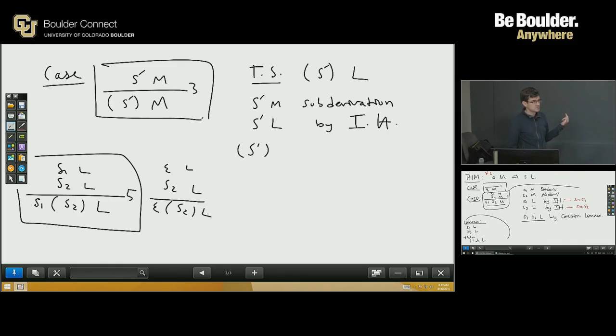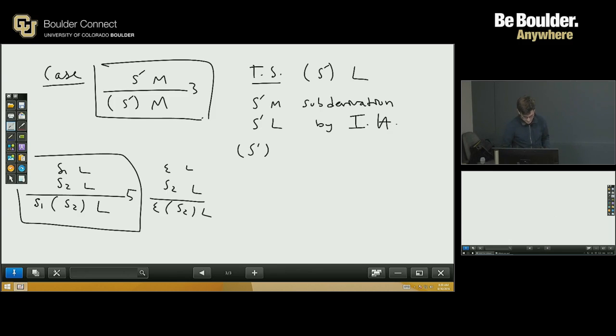Any questions about this proof? No? Okay. I guess circling back to the homework, does anyone have any other questions about the homework? Okay.